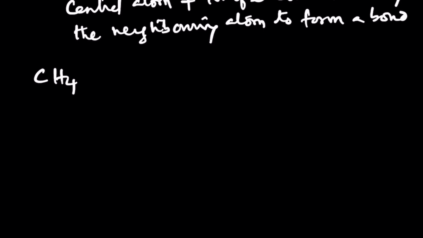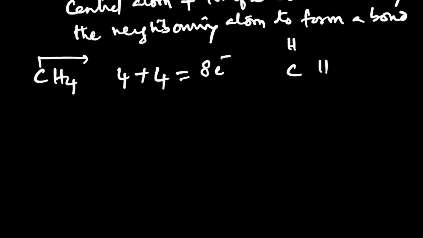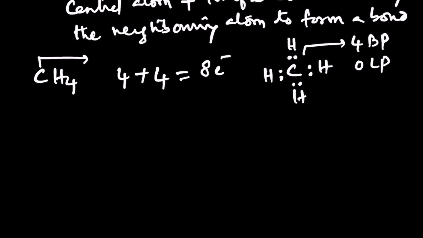For example, let us take the case of methane. The central atom carbon valence electrons are 4. Each hydrogen contributes 1 electron to the bond formation. So 4 hydrogens are there, 4 plus 4, 8 electrons are there. Arrange these 8 electrons around the central atom in such a way that they form a shared pair of electrons. So first 1 electron pair each with each one of them. So now 4 electron pairs are surrounding the central atom and all of them represent bond pairs. So there are 4 bond pairs. How many lone pairs are there? 0 lone pairs are there.